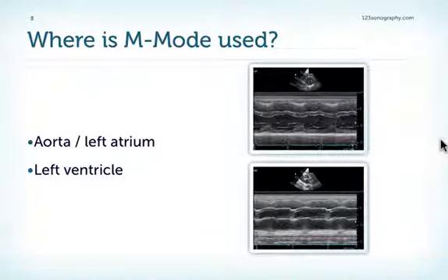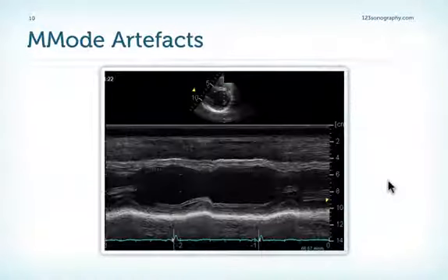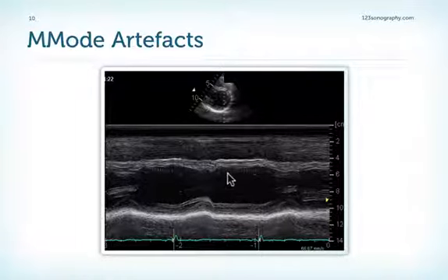So in which situations and in which positions do we use the M-mode? Well, most frequently we use it to measure the left ventricle, but also for the aorta and the left atrium. Other potential applications are the mitral valve and the assessment of prosthetic valves. However, I would say these two indications do not really have very much clinical applicability in modern echocardiography. Keep in mind that M-mode is also an ultrasound technology, so we can also have artifacts. Here are some examples of artifacts in an M-mode image.